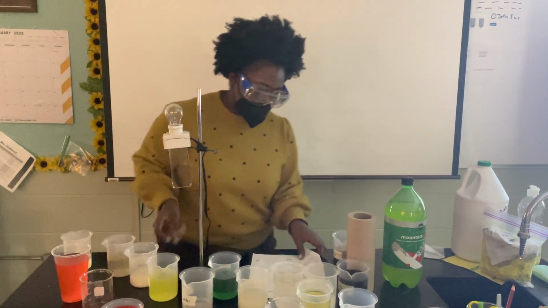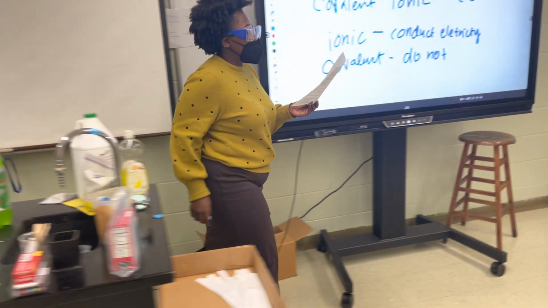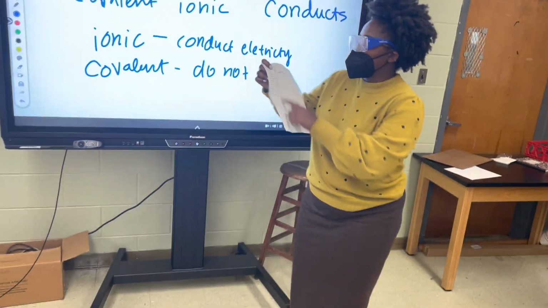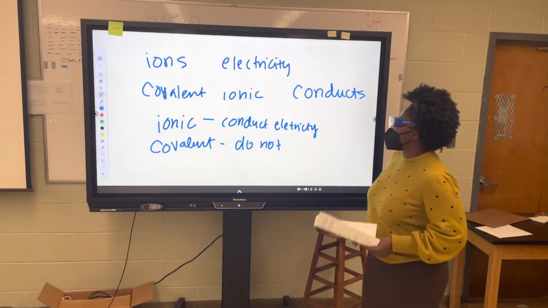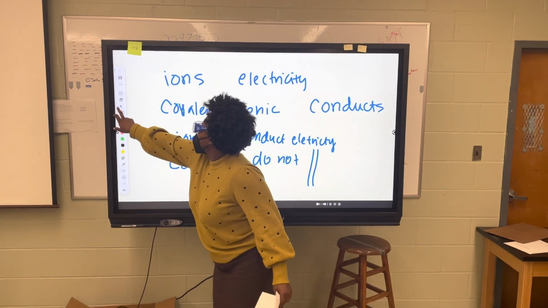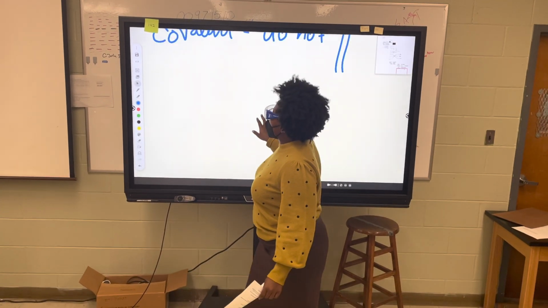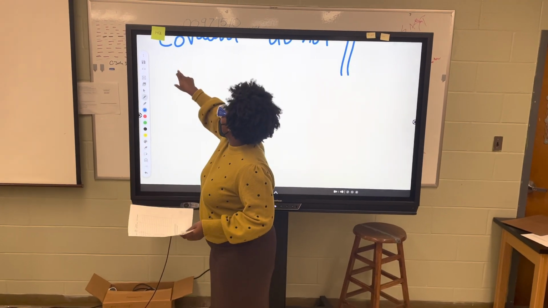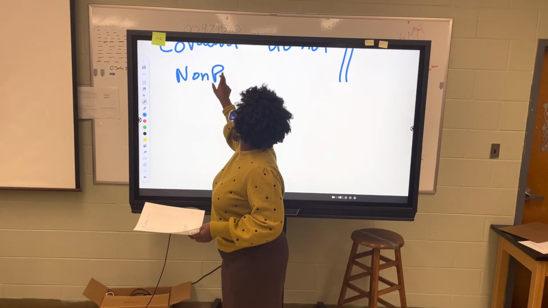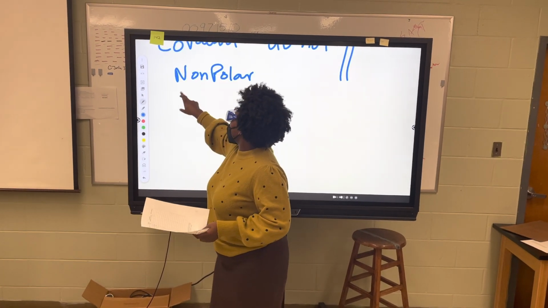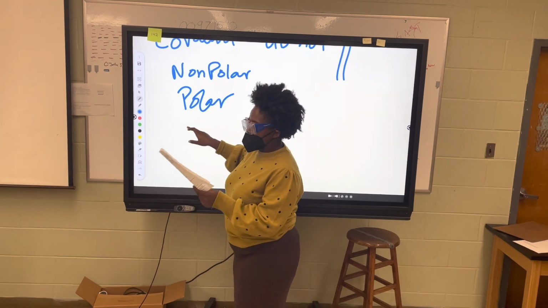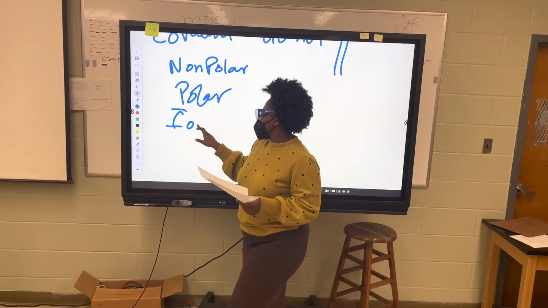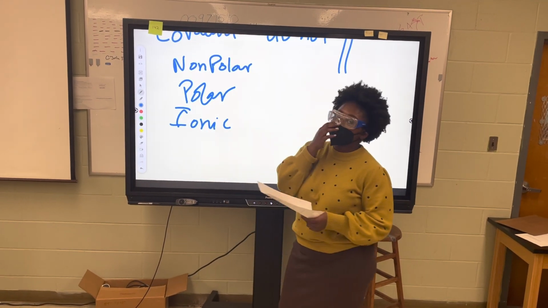Okay, back to the board, friends. All right, so we have talked about the difference in conductivity, but our next column says type of bonds. Here are our options. We have nonpolar, polar, and ionic. All right, so let's talk about what this could possibly mean.